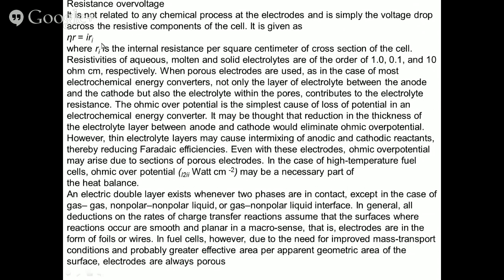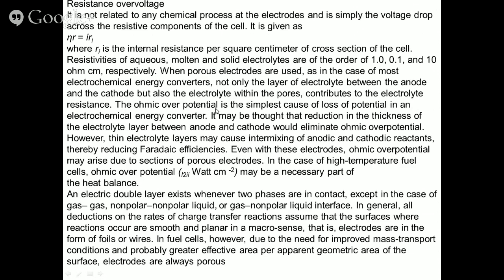Resistance overvoltage is not related to any chemical process at the electrode, and is simply the voltage drop across the resistive components of the cell. Okay, it is given by eta R equal to I Ri, where Ri is the internal resistance per square centimeter of cross section of the cell. Resistivities of aqueous, molten, and solid electrolytes are of the order of 1, 1, and 10 ohm centimeter respectively. When porous electrodes are used, as in the case of most electrochemical energy converters, not only the electrolyte layer between the anode and the cathode, but also the electrolyte within the pores contributes to the electrolyte resistance.